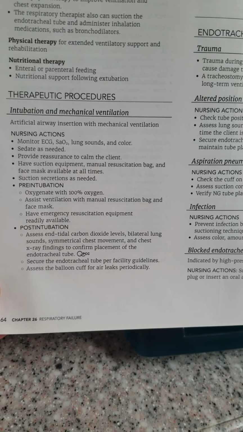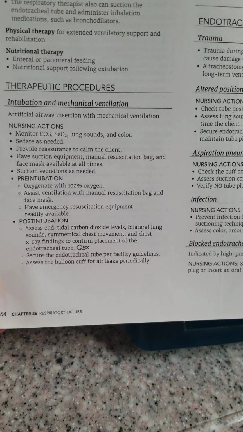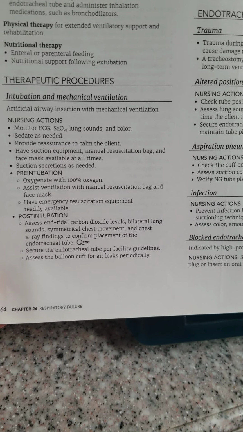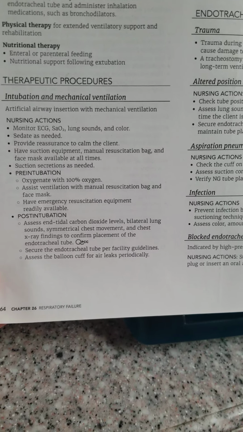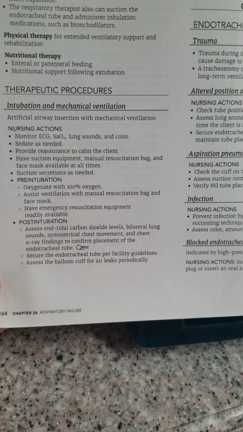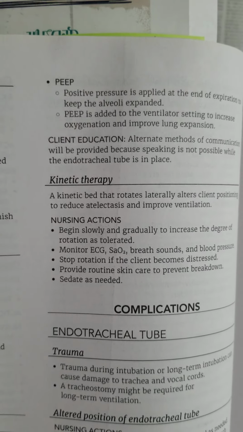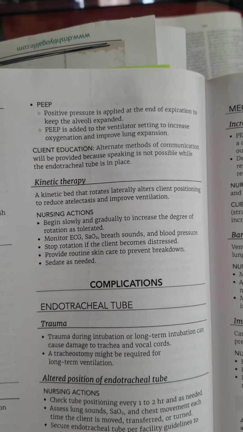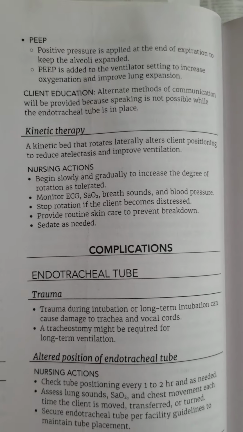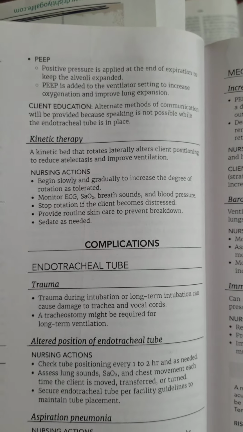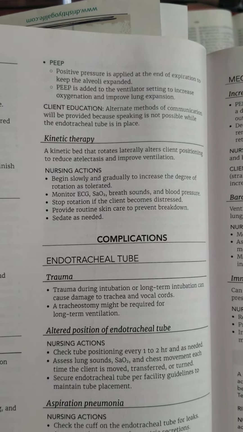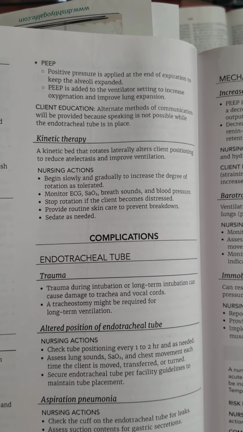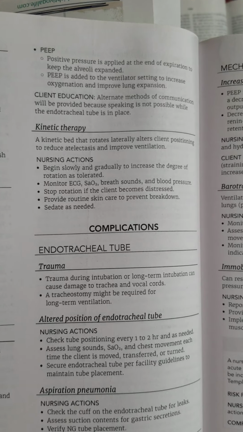Post-intubation, assess and titrate carbon dioxide levels, bilateral lung sounds, symmetrical chest movement, and chest x-ray findings to confirm placement of the endotracheal tube. Secure the endotracheal tube per facility guidelines and assess the balloon cuff for air leaks periodically. PEEP, positive pressure, is applied at the end of expiration to keep the alveoli expanded. PEEP is added to the ventilator setting to increase oxygenation and improve lung expansion. Client education: alternate methods of communication will be provided because speaking is not possible while the endotracheal tube is in place.